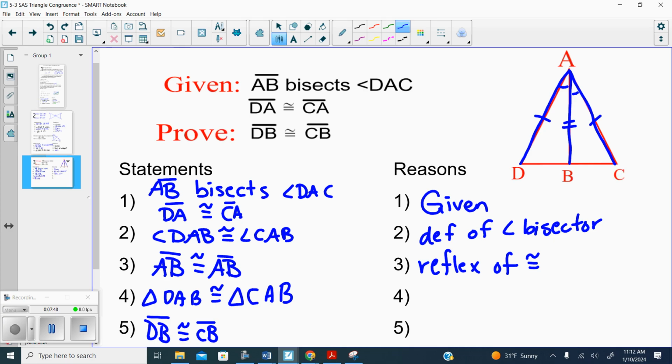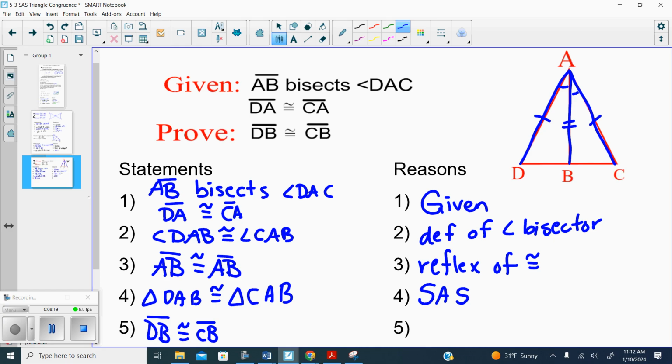By what reason? If you have everything marked, you should be able to pull your reason off of what you have marked. Side, angle, side. You have to have that type of line in your proof somewhere every time. It's either going to be the last line like it was on the one above, or it's going to be the second to the last line.